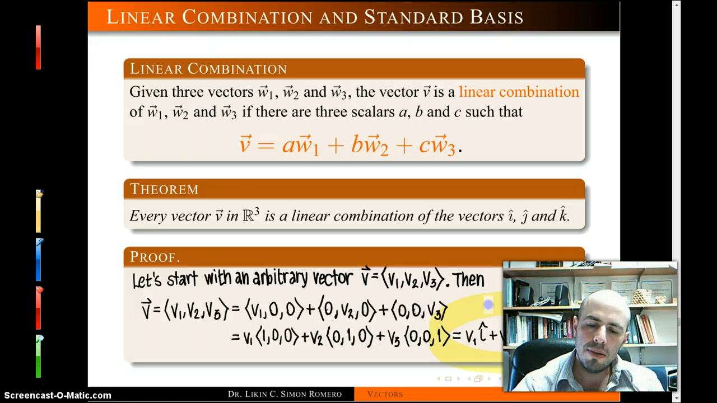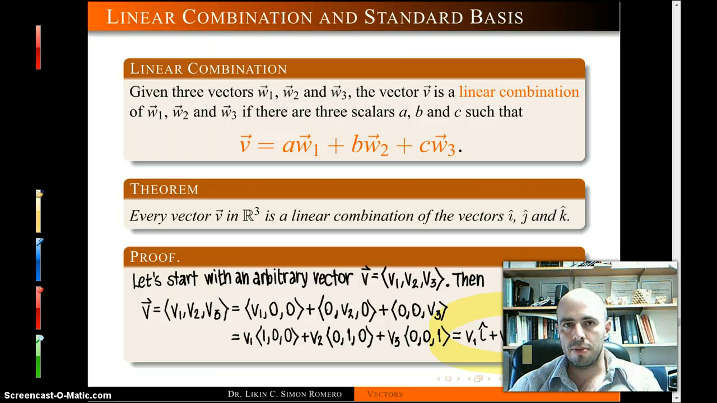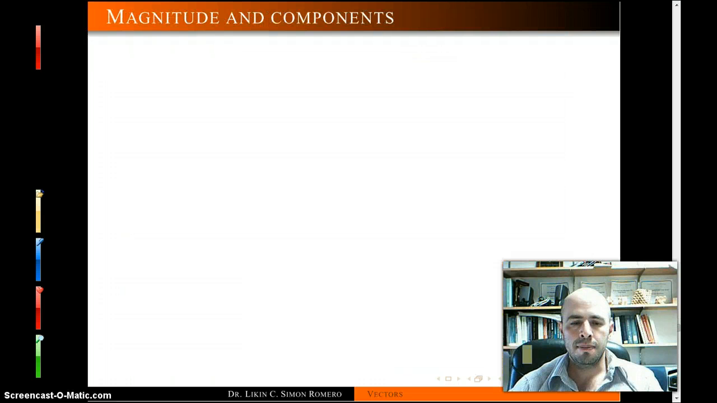Notice that this gives you another way to represent vectors. You can represent vectors by brackets, or you can represent vectors by their linear combination with respect to the vectors i, j, and k. These two are pretty much the same because we're talking about the same components.